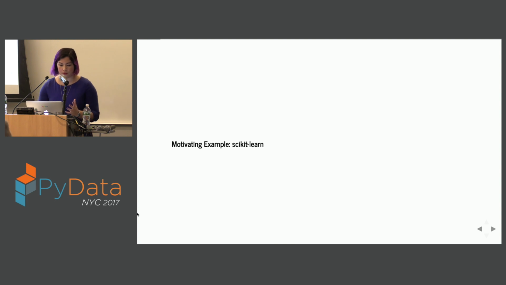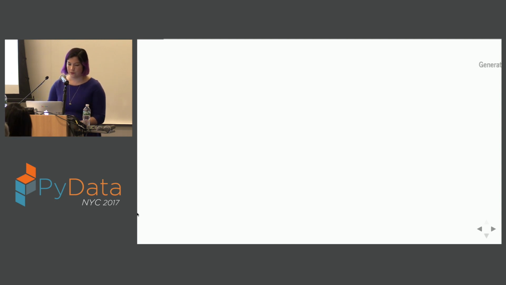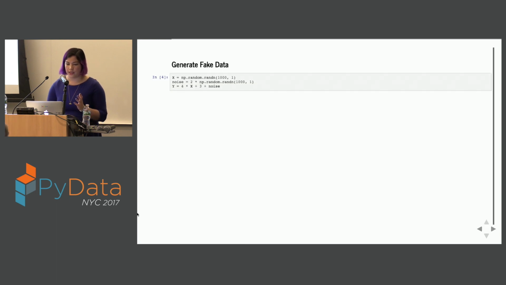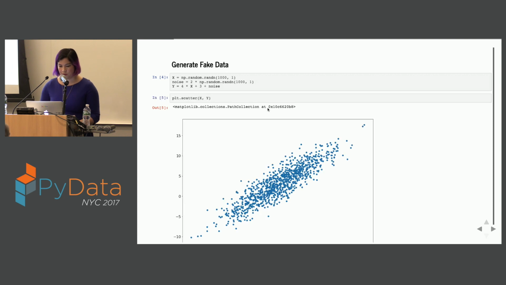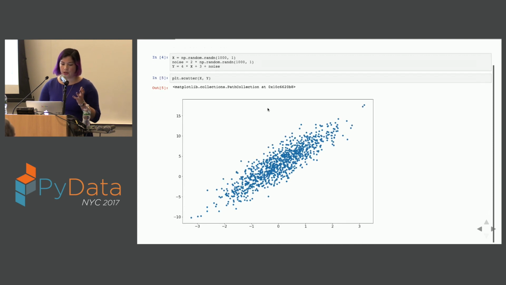All right. So to start out with, we'll do a really simple example with scikit-learn. First, we're going to generate some fake data. So we'll have some random values for x, some noise of size 2, and then our y values will be 4x plus 3 plus the noise. So if we go ahead and plot that data, it looks linear, which is good because I made it.